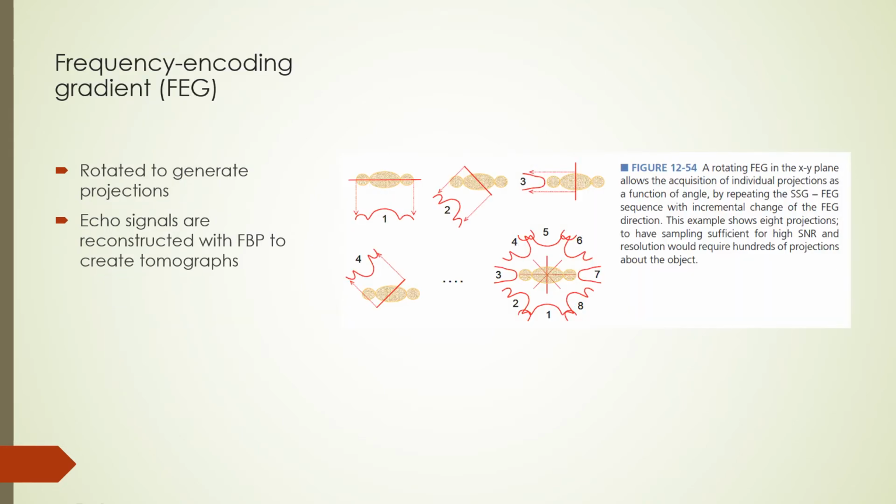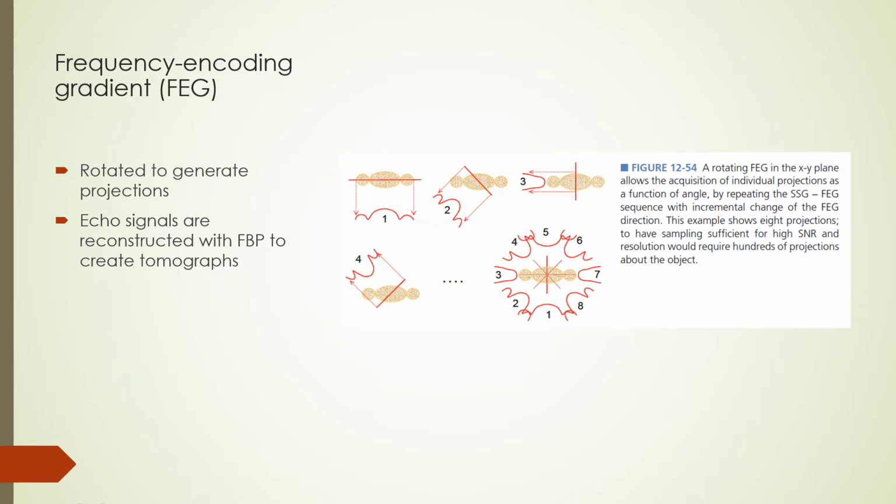In CT, the tube and detector both rotate about the patient to generate data projections that are used for creating the CT image. In MRI, projections can be created by rotating the frequency encode gradient about the patient as shown in the figure on this slide.